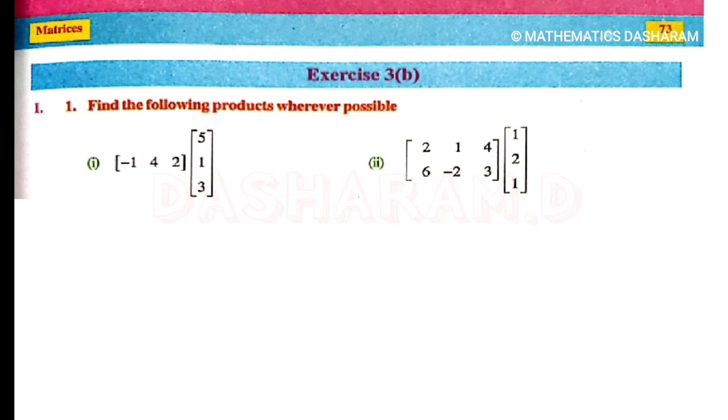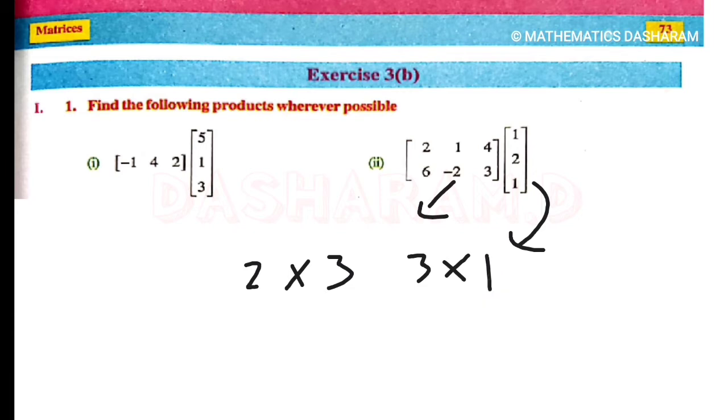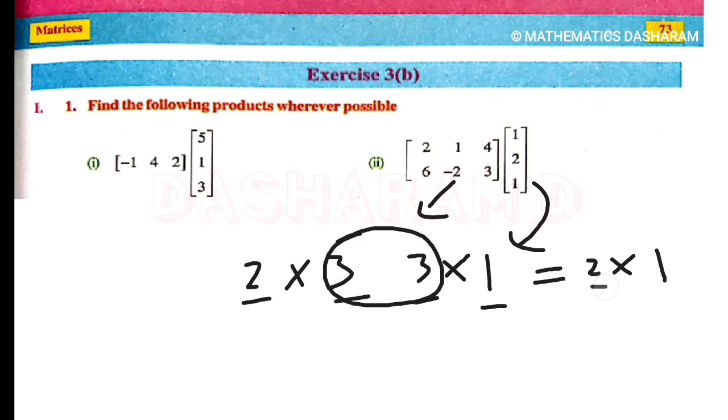Next, the second problem. The first matrix order is 2 rows 3 columns, and the second matrix order is 3 rows 1 column. So the number of columns in the first matrix is equal to the number of rows in the second matrix, so the product is possible. And the order of the product answer matrix is 2 by 1, so 2 rows 1 column will be in the answer matrix.